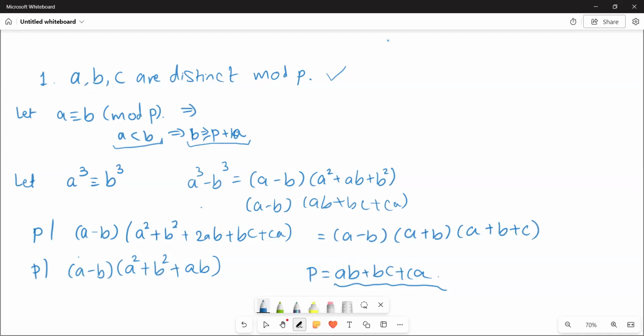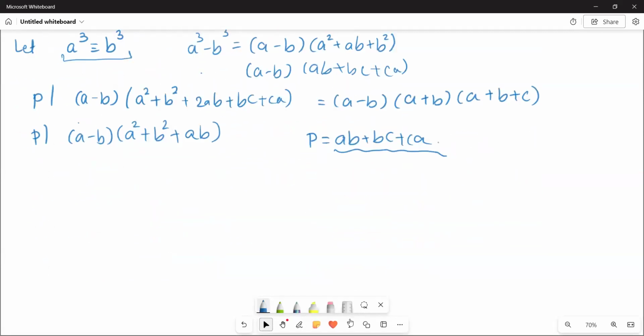Yeah, very good. So this gives us a contradiction because P can't divide this product, and hence A cube and B cube have to be distinct mod P. Did everyone follow? Yes, it's clear. Okay, very good. Nice.